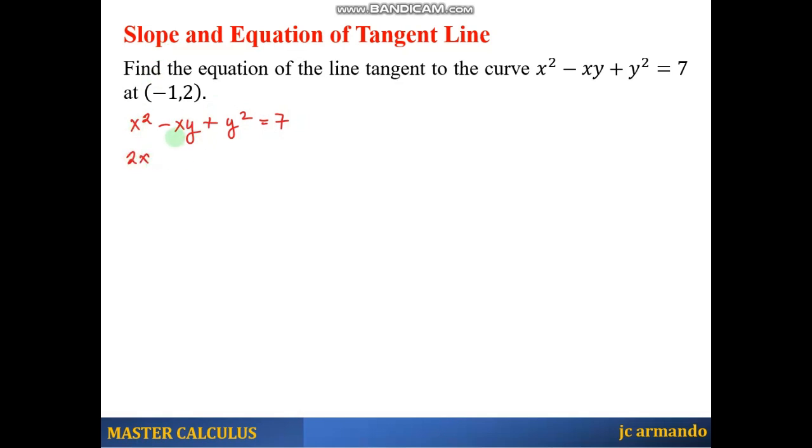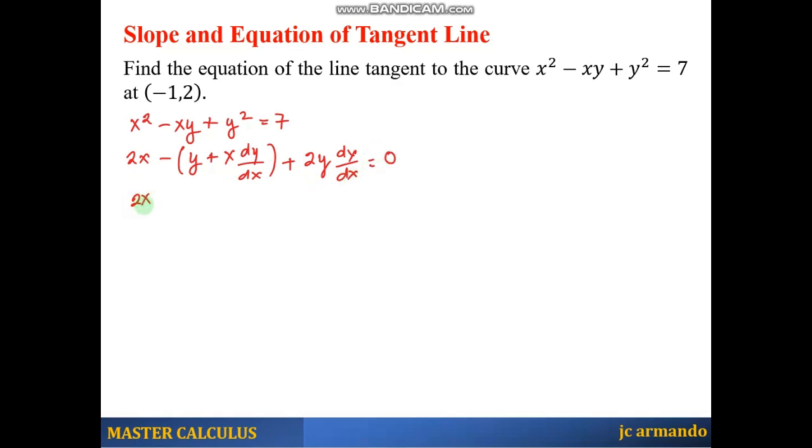By product rule, derivative ng x is 1. Okay? Lagyan natin ang parenthesis kasi minus to para hindi nakakalito. So, derivative of x squared is 2x. So, minus quantity, derivative of x is 1 times y is y. So, copy yung x. Derivative ng y is 1 times dy dx. Okay, plus derivative of y squared 2y dy dx. Then, derivative ng 7, 0.